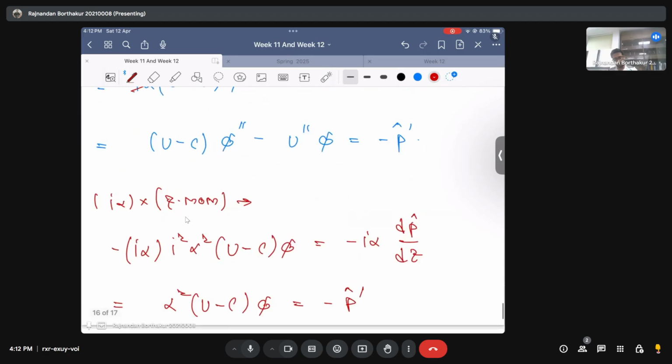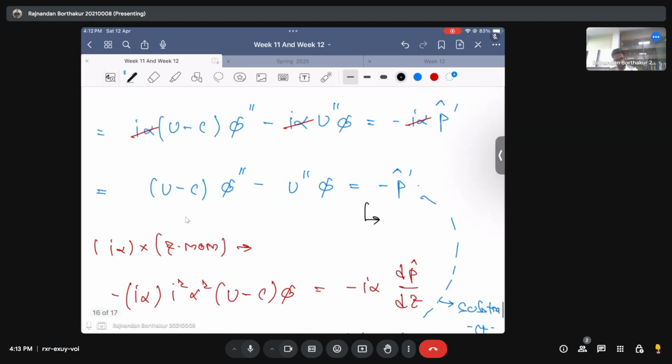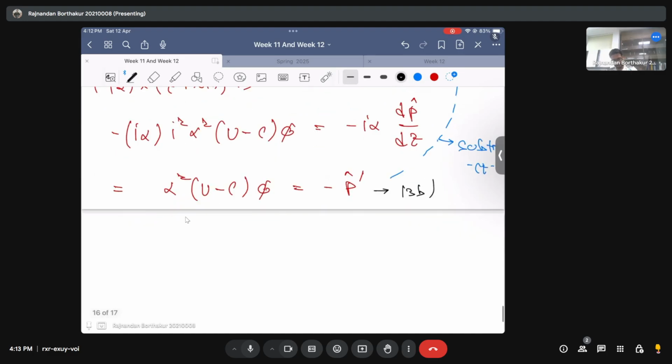Okay, so what you just need to do is subtract these two equations. You can appreciate that when you subtract, this p hat prime will just get cancelled. So let's name these equations. Maybe I'll call them 13a and 13b, and just do 13a minus 13b. The objective is just to eliminate p hat. That's it, and that's why we are doing all this algebra here.